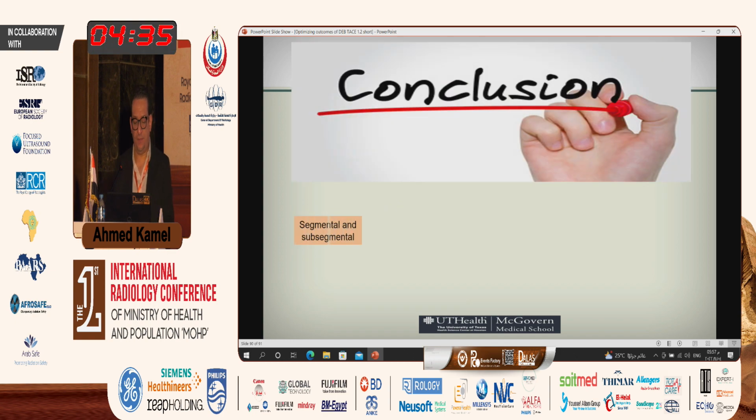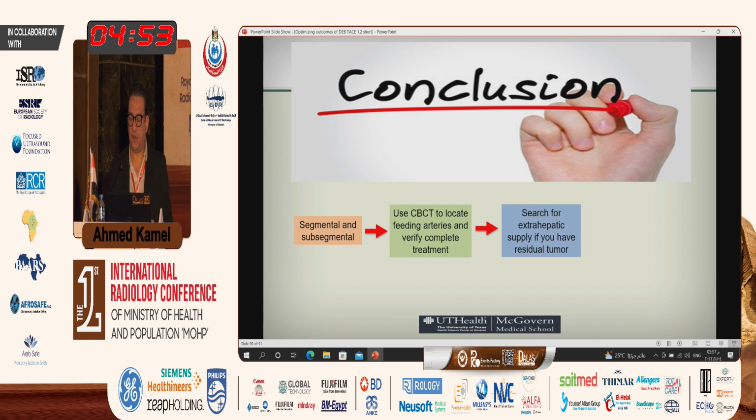So in conclusion, use a segmental and subsegmental approach. Go as close as possible to the tumor as you can. Use cone beam CT to locate the feeding arteries so that you do not miss any of them, and also to ensure that you have completely covered that tumor when you inject the chemoembolization material. Search for extrahepatic supply if you have any residual tumor, whether on follow-up or during the cone beam CT that you do during the procedure.